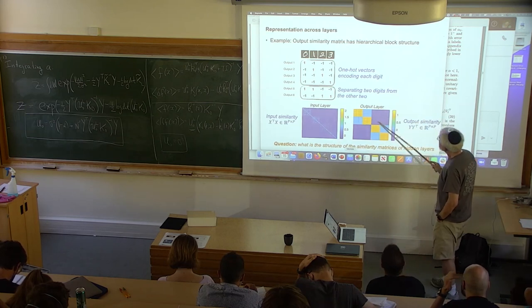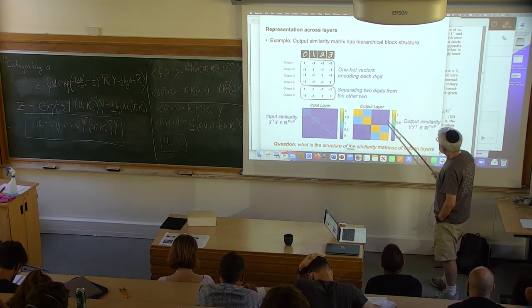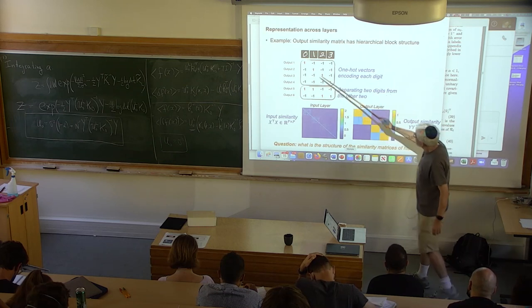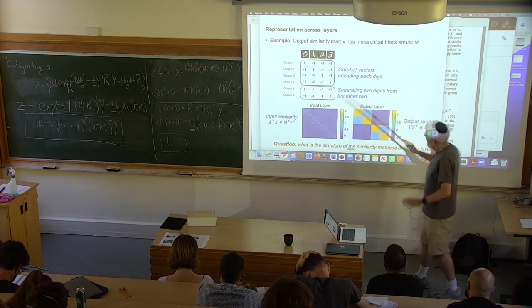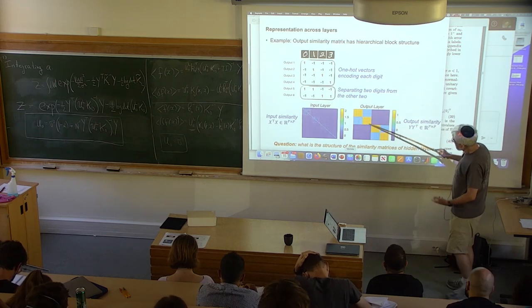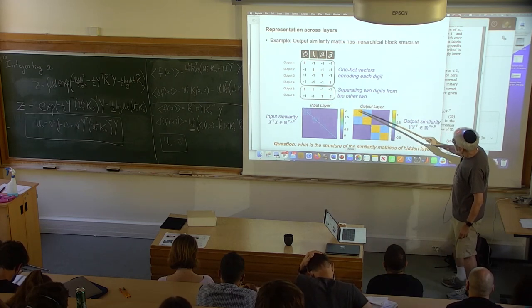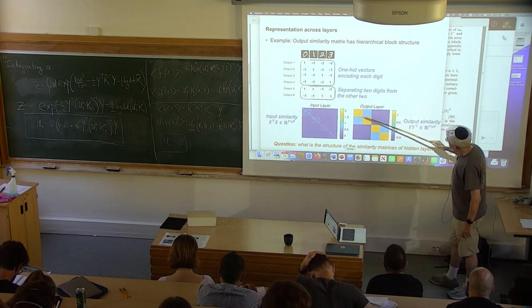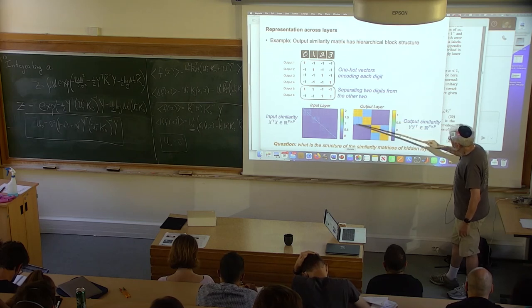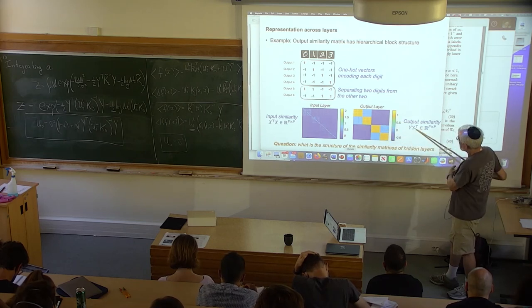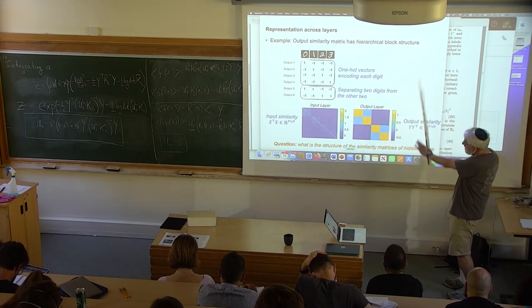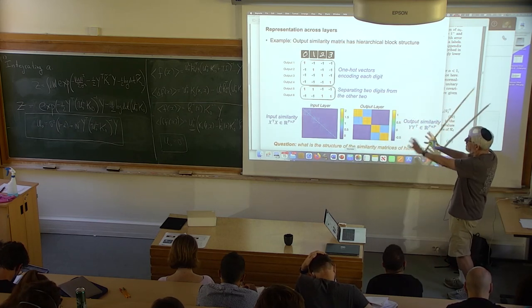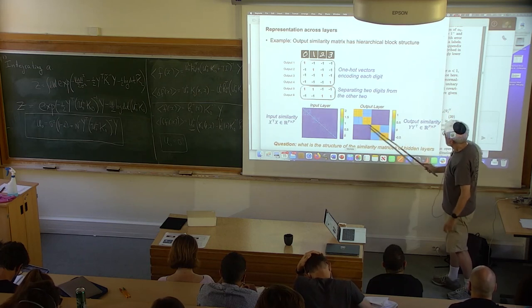Now, at the output layer, this is just the dot product, the kernel of the outputs themselves, the target. And now, obviously, there is a hierarchical structure because this has to do with separating the four digits and clumping the first two and the second two. This is just YY transpose. This is X transpose X. This is YY transpose. So this just tells you the structure of the task. This is the input and this is the output.